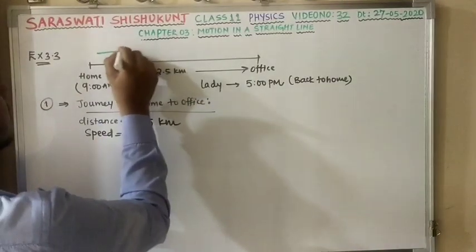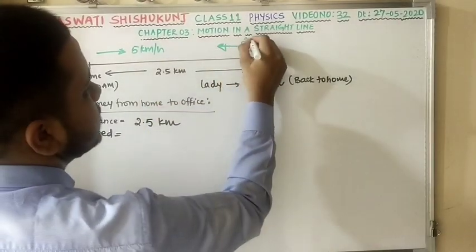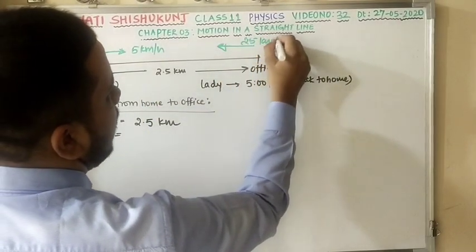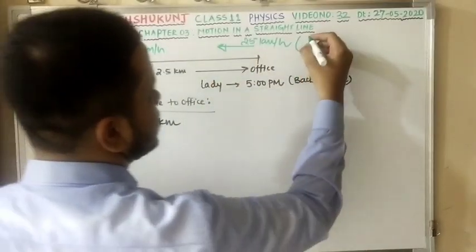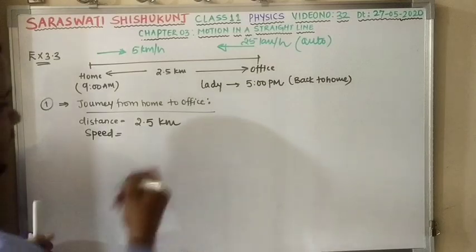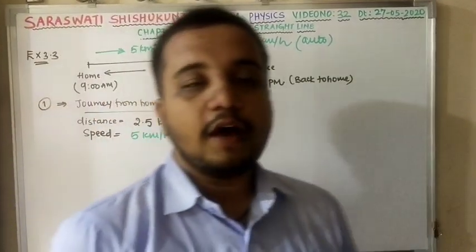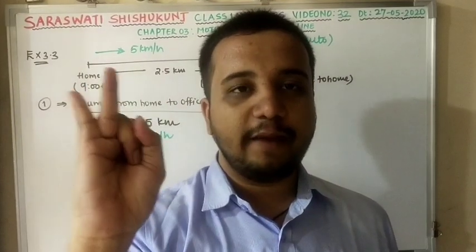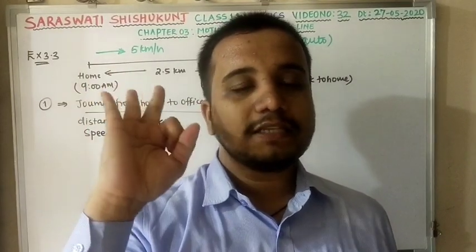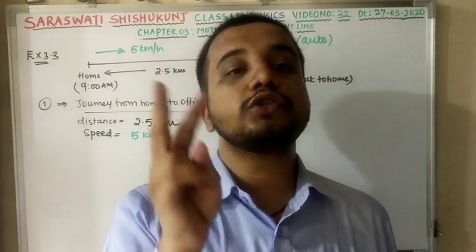From home to office the speed is 5 kilometers per hour, and from office to home the speed is 25 kilometers per hour, because she is moving by rickshaw or auto. Clear? Now we have distance with us, and we have speed with us. If there are 3 parameters, in order to determine any one, we need to know the rest 2.